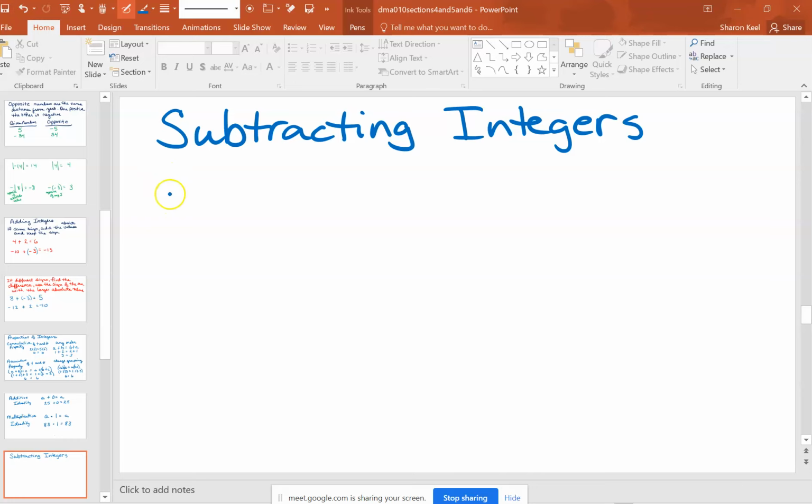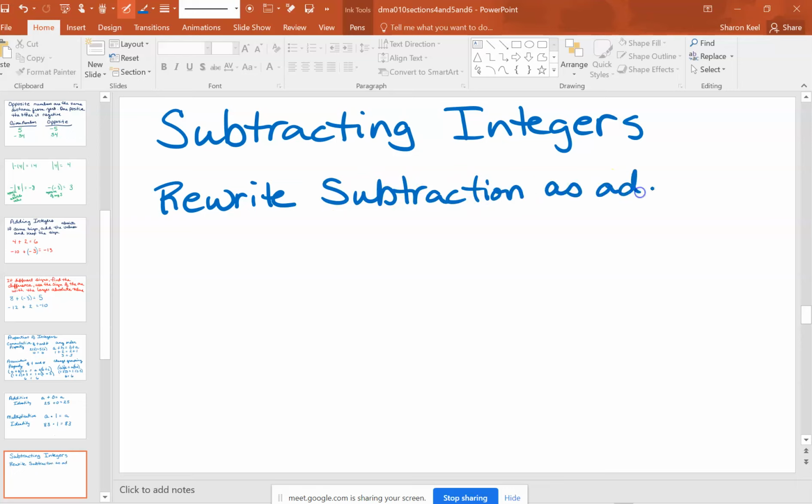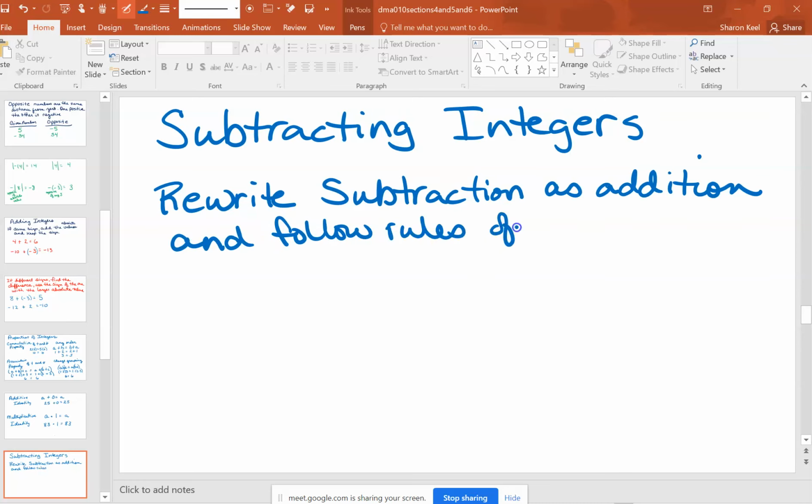So for example, let's write it down this way. We're going to rewrite subtraction as addition, and we're going to follow those rules that we had, follow the rules of addition.